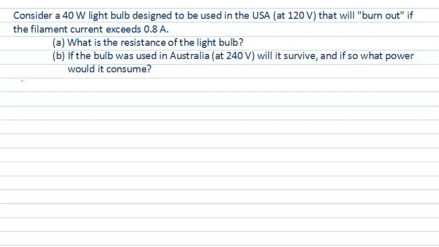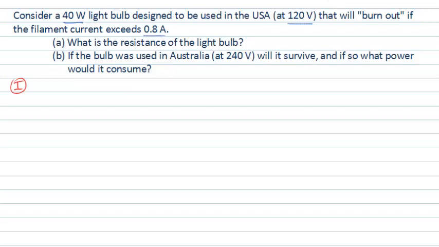Having read through the question, a good place to start is to interpret what the question is actually asking. We have a light bulb with a power rating, 40 watts, under a particular condition that is being used in a country where the supply voltage is 120 volts. And we're told that this light bulb has some maximum current that it can contain before it will fail, and in this case it's 0.8 amps.